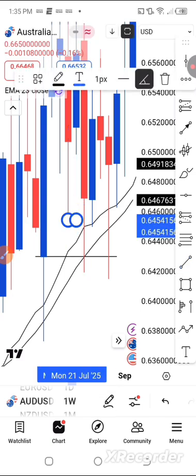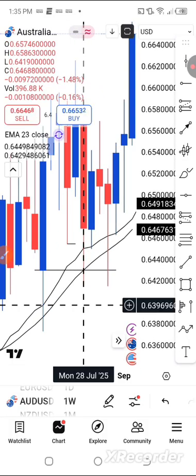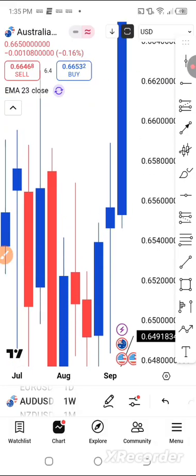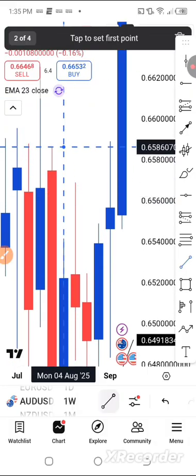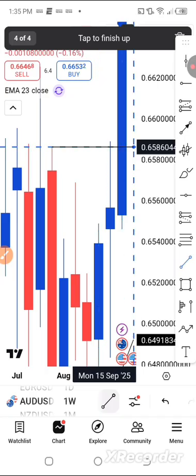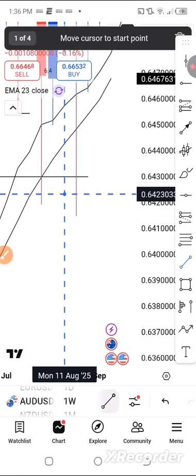And now CRT, we're going to spot in CRT. The market tapped in the first time, but the first time I wasn't concentrated because I was looking for CRT formation. So here goes my CRT formation. This is the high of my CRT formation and the low of the CRT formation.